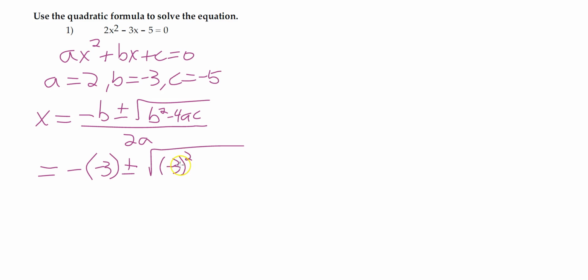Now make sure you have this negative 3 in parentheses before you square it. If you use your calculator without the parentheses, this will evaluate to negative 9, but it should evaluate to positive 9. So make sure if you're going to use your calculator to have the parentheses around the b before you square it. Minus 4, a is 2, and c negative 5. All this is over 2, and a is 2. That's just plugging everything in.